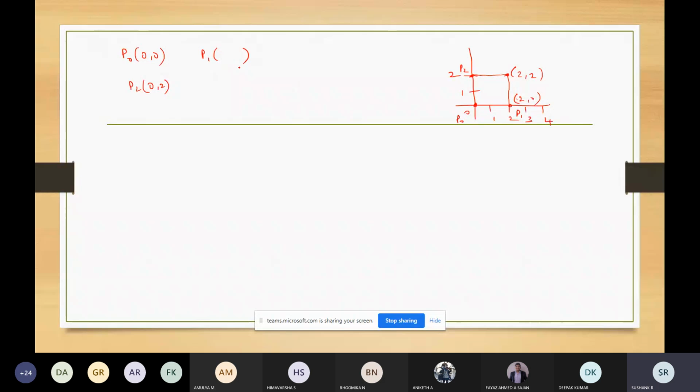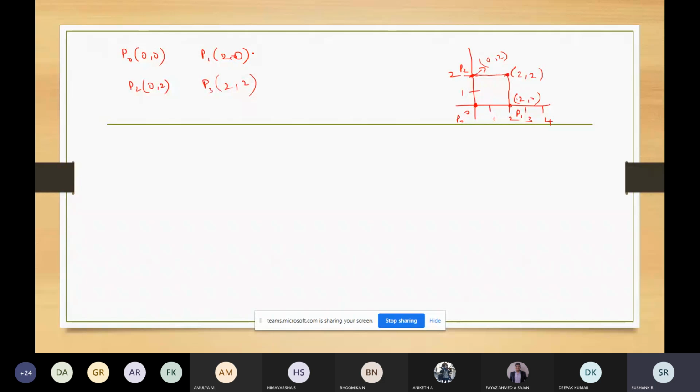The last point is P3, which will be 2 comma 2. The first point is the coordinate 0 comma 0: x is 0, y is 0. Here y is 2, and x is 0, so this is 0 comma 2. Here x is 2, y is 2. And here x is 2 and y is 0, but I wrote it in the reverse order. I'm sorry for that.